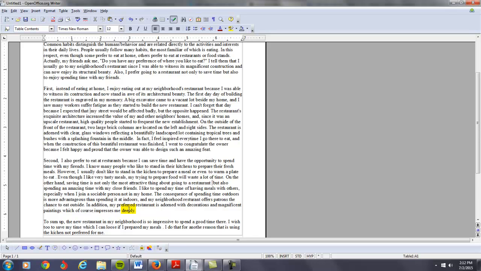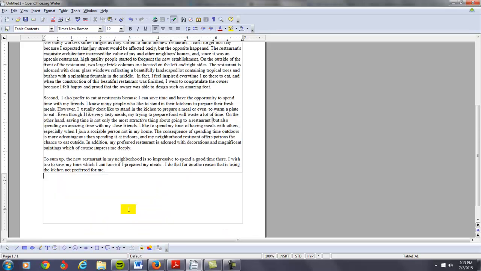I'm going to say, because paintings is plural and decorations is plural, you're saying that the decorations and the paintings, you want to use this plural here, impress, not impresses me. So impresses is singular. Because which refers to a plural noun, you want to use what's called a plural verb there, which impressed me deeply. Sum up. The new restaurant in my neighborhood is so impressive to spend a good time there.